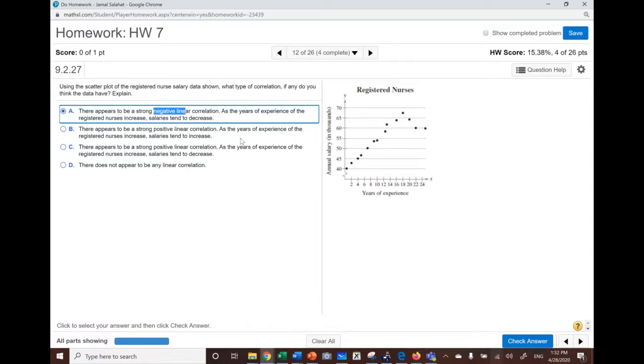Okay, what do you think the answer will be? As the years of experience of the nurse increases, the salary tends to increase. And that is B, really. As they work more, they make more. Because in C it says, as the number of years of experience goes up, the salaries tend to decrease. And that is not true. It's not decreasing. So we're going to choose B as an answer.